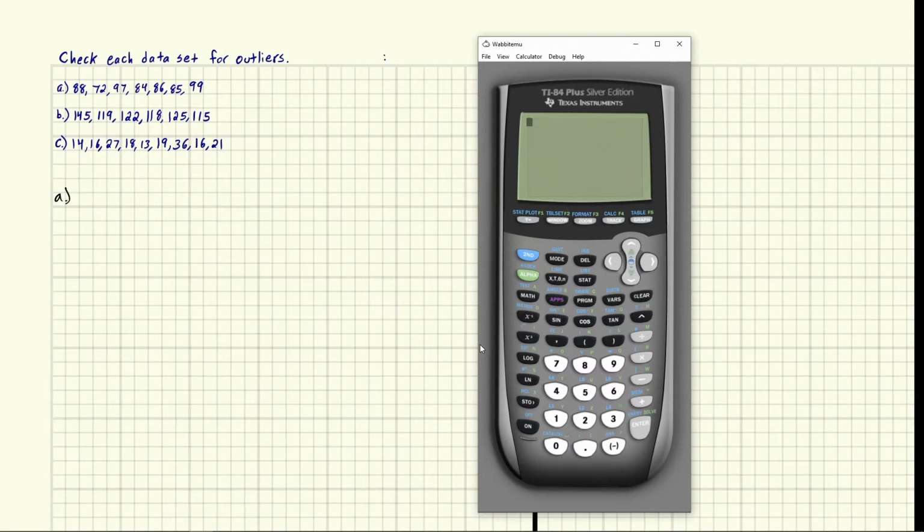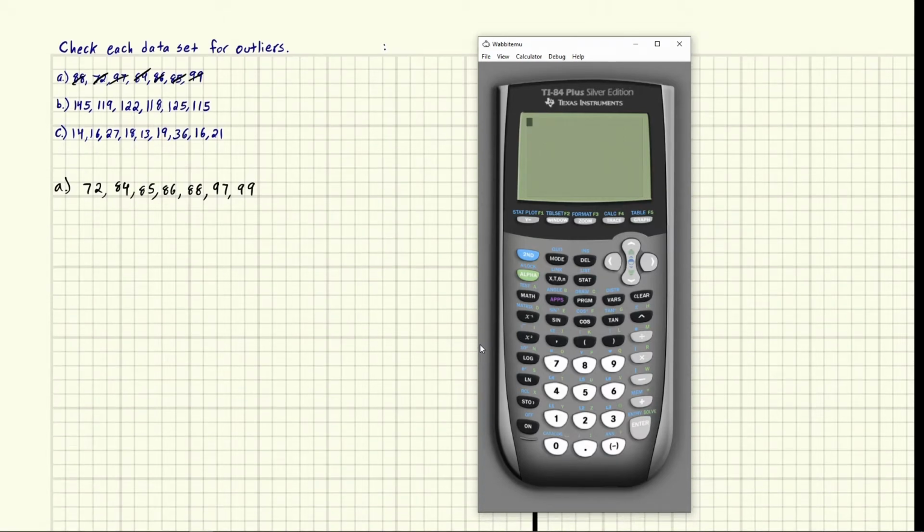So the first step is to put our data values in order. The smallest number is 72. After that, we've got 84. Then we've got 85, 86, and 88. I highly recommend crossing them out. It just helps stop errors. Okay, so now everything's in order, and we can begin to look at the median.